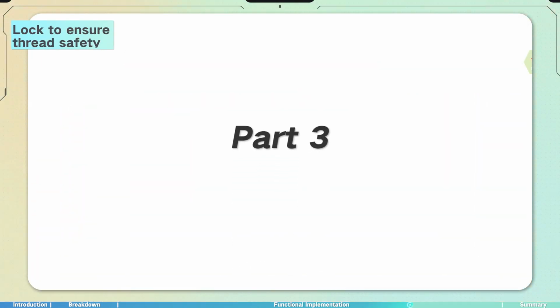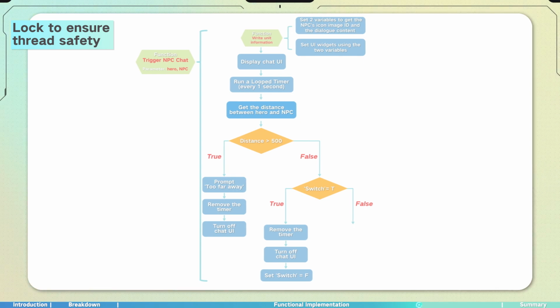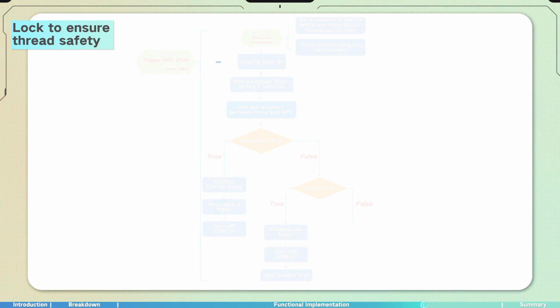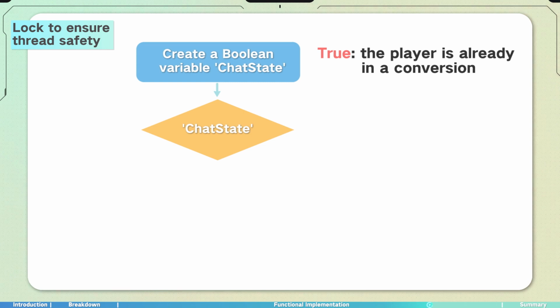The last part is to lock to ensure thread safety. The player can only be involved in one and only one conversation with an NPC. To achieve this, we can go back to the function trigger NPC chat and add a condition before write information and display the chat UI. Create a Boolean variable, chat state, to keep track of the chat. True means the player is already in a conversation.